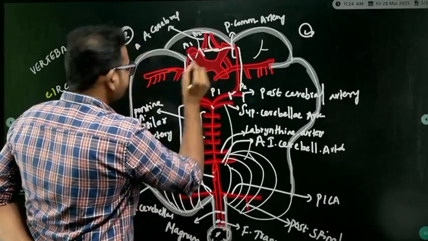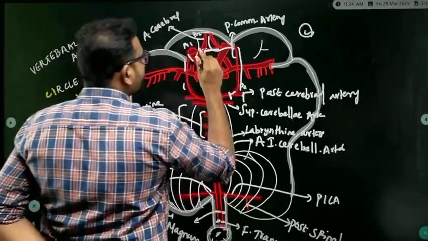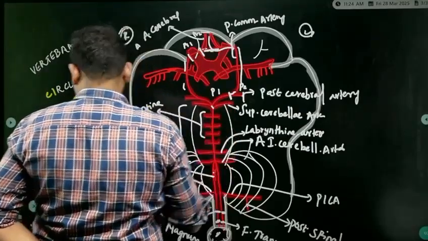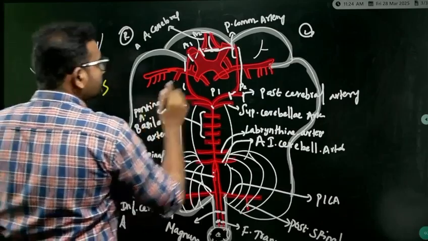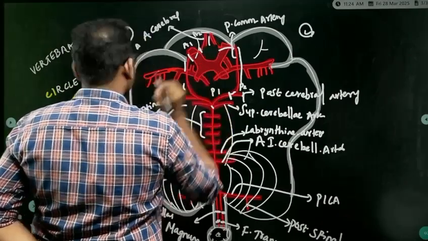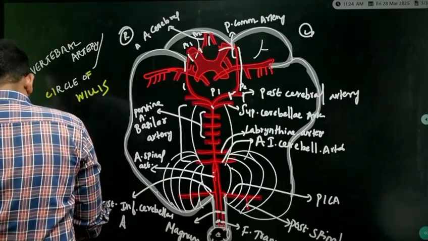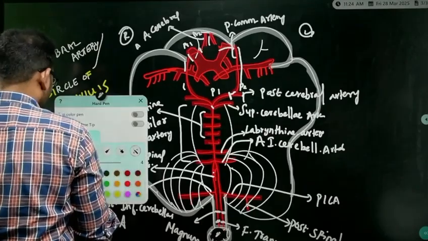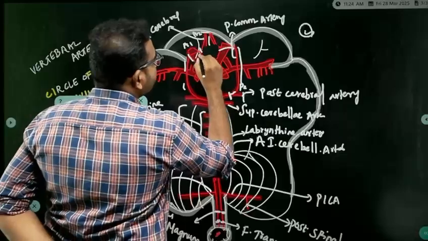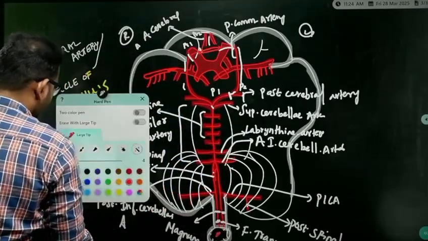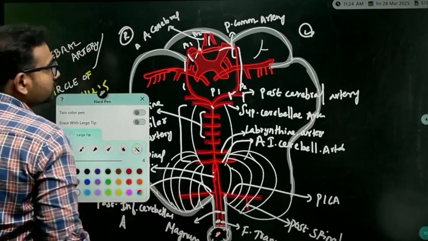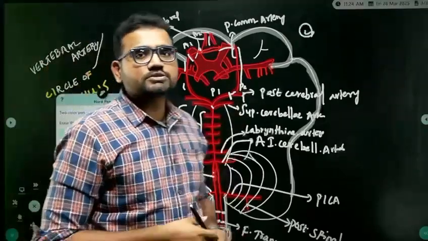see here, this portion, what you see here, is the anterior communicating artery. What is it called? This portion is the anterior communicating artery. Fine. So this forms the circle of Willis.